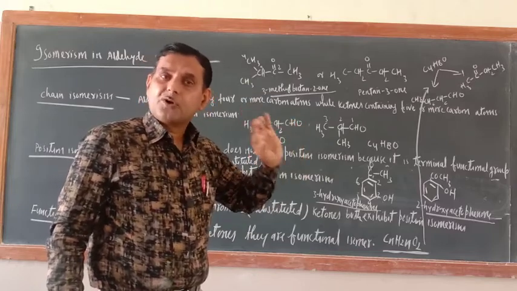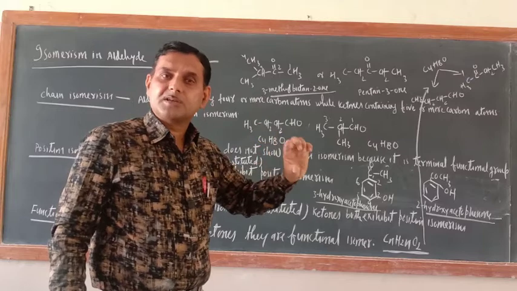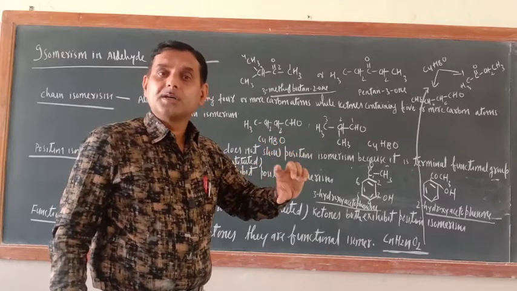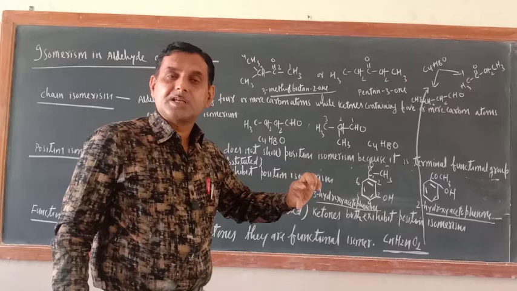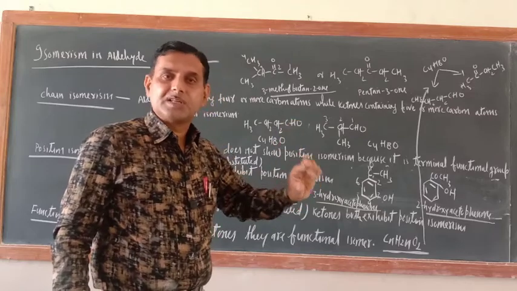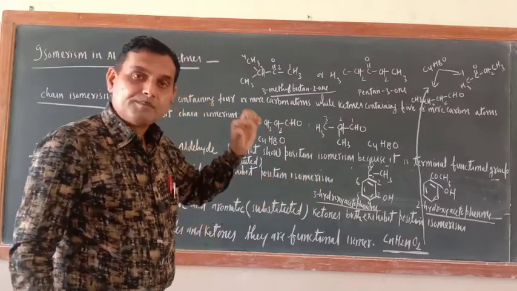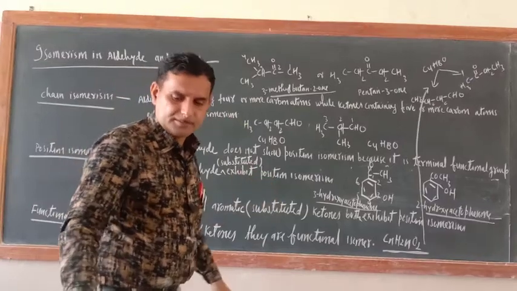Many are there, but according to your syllabus, these are the 3 functional groups which are found in between the chain, or which are present in between the chain. That is why they exhibit metamerism.